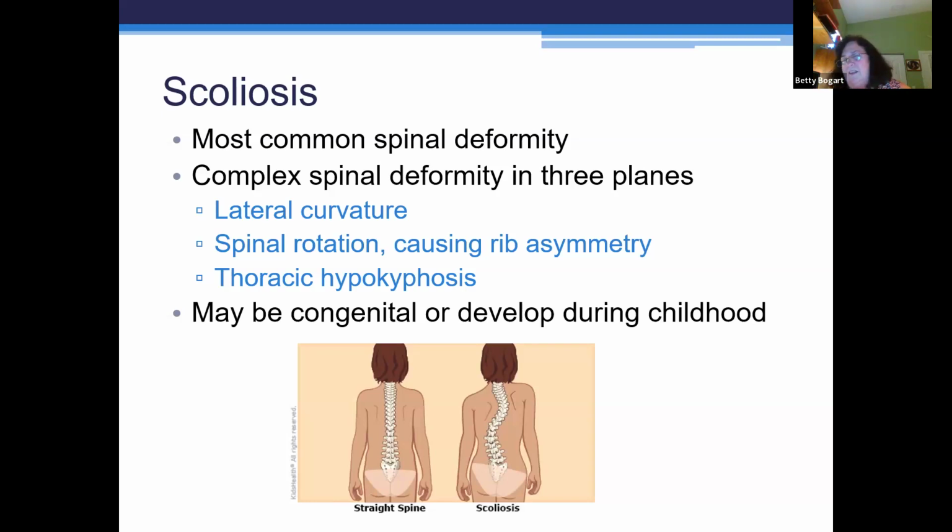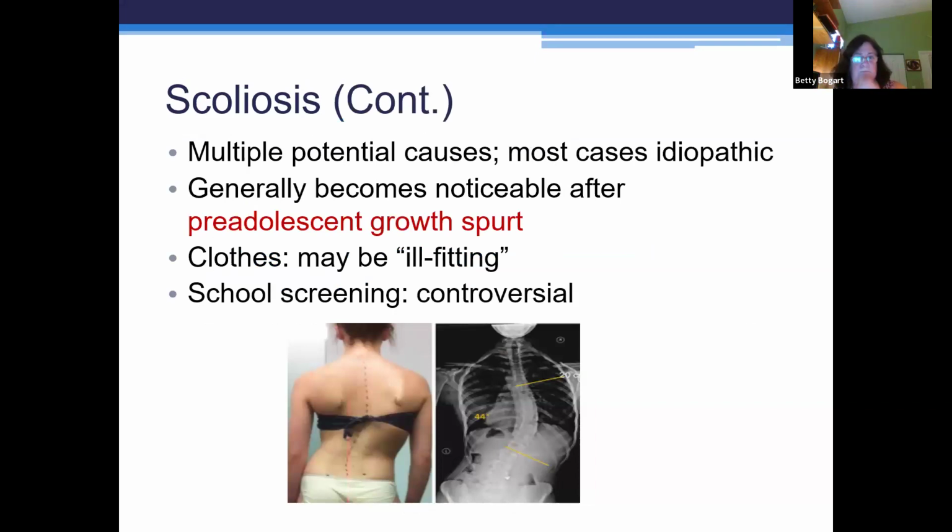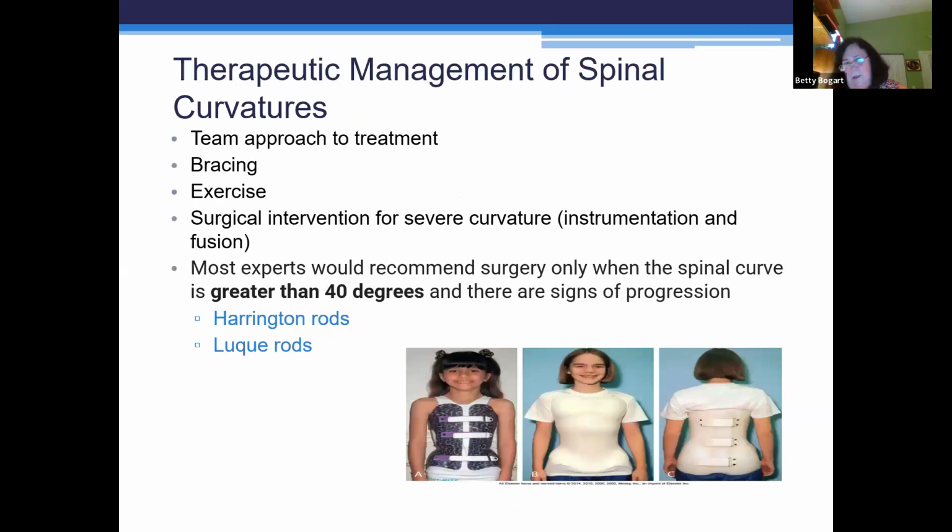Sometimes we don't see this in kids until that pre-adolescent growth spurt where they grow really quick, and then all of a sudden we will see them with this curve. Again, what do we do? We'll do an x-ray, we'll look at it. You can see how that is pushed over into the right lung, right? The left side has room to move, but the other one doesn't. Remember, these are adolescents with body image concerns. They don't like that their clothes don't fit right, they're crooked, so we need to do something.